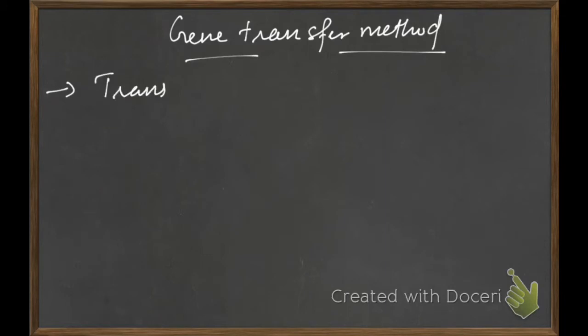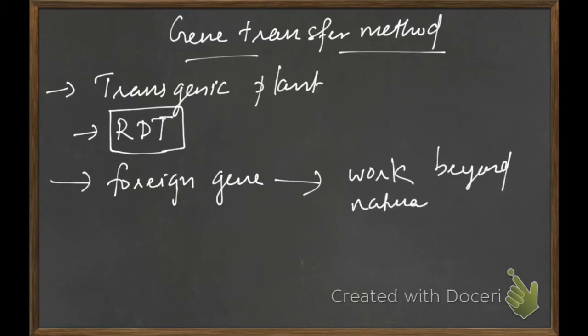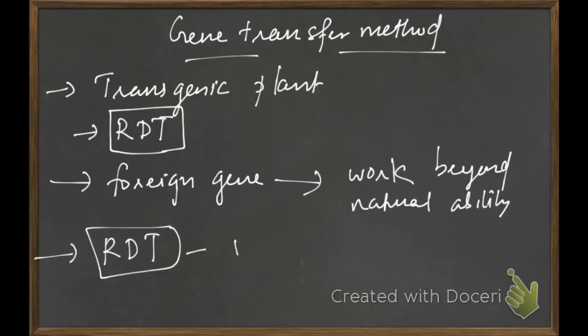Production of transgenic plants. Transgenic plants means genetically modified plants. They are actually made through the technique of recombinant DNA technology. Through recombinant DNA technology, we can introduce foreign genes into the plants, and thereby the plants can act beyond their natural ability. The basic steps of RDT is discussed in chapter 1.